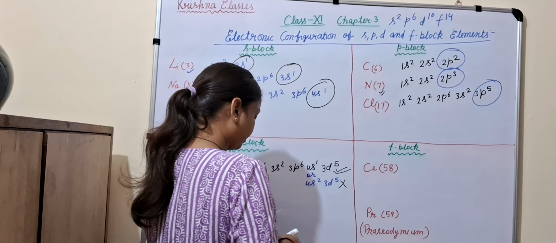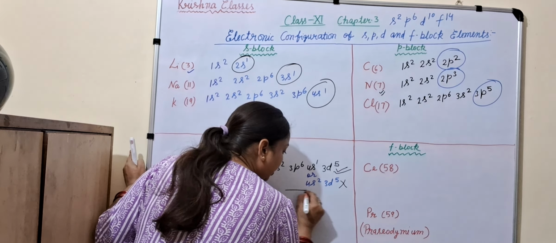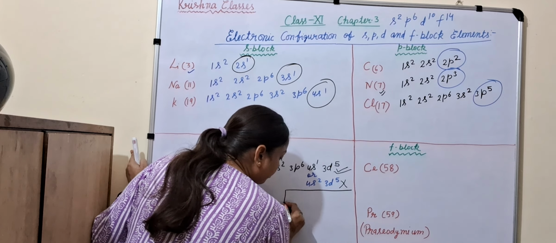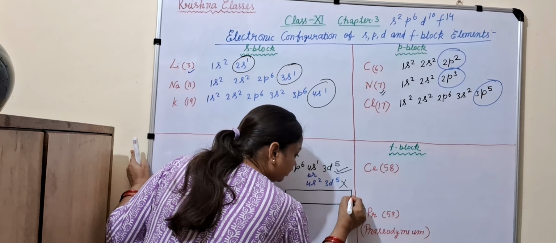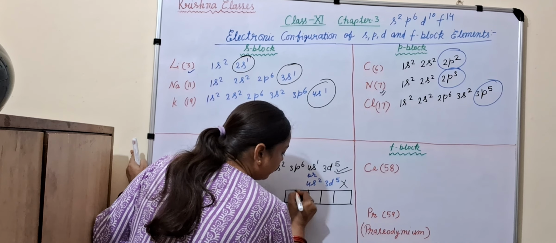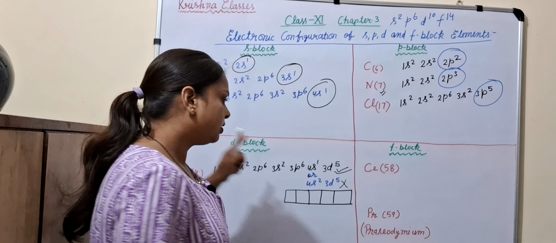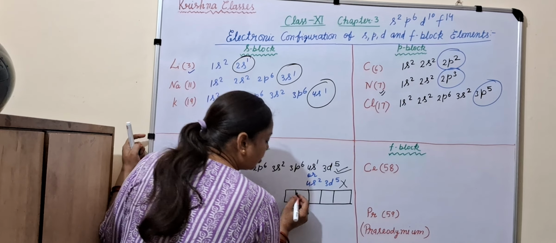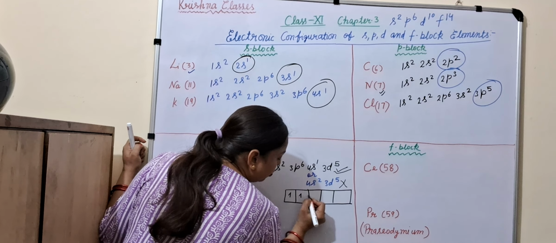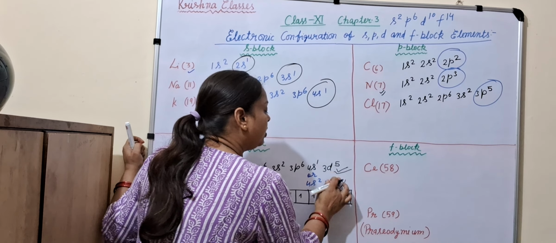Here you know that in the d subshell, how many orbitals are present? 5. 1, 2, 3, 4 and 5. Then start filling up the electrons: 1, 2, 3, 4. Here 3d4.